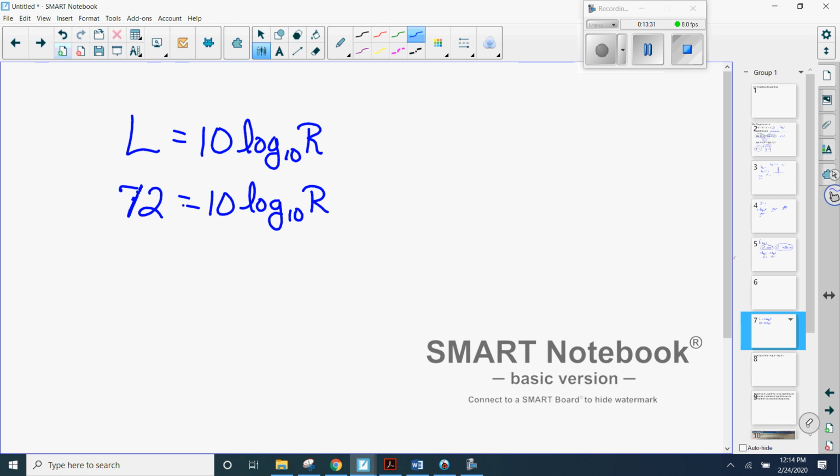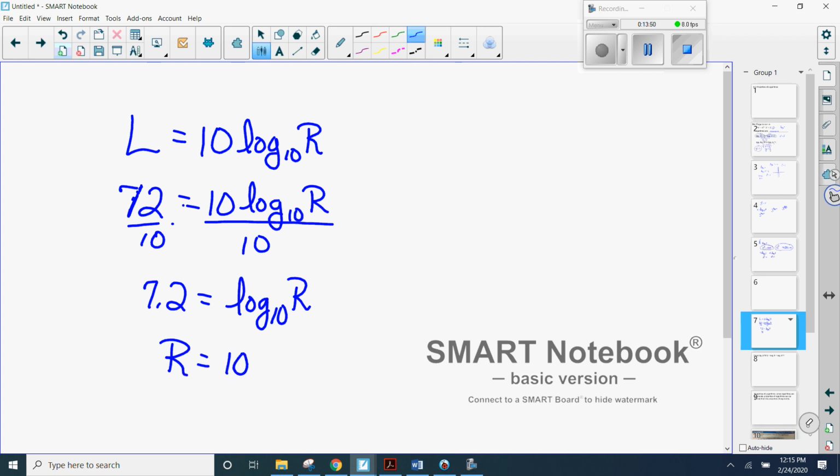What did we do to solve that equation when we talked about it? You divide by 10 first. So I divide both sides by 10 to isolate the log, and you get 7.2 is equal to log base 10 of R. So R had a value of 10 to the 7.2 power.